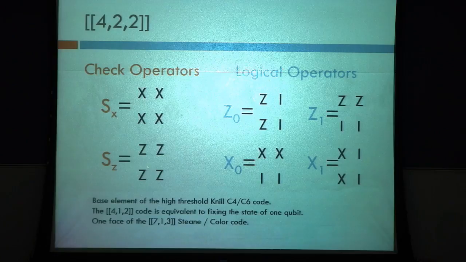And this check operator looks for the phase parity of those 4 bits, which is hard to explain, but it's kind of the quantum analog of that bit flip. And so then there are these 4 logical operators corresponding to measuring in the classical computer basis, or measuring in this rotated kind of quantum basis. And these four-qubit checks are the basis of many ways to build quantum error correcting codes.